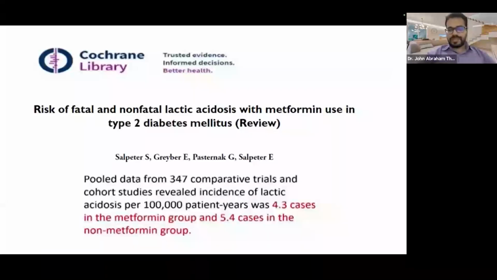The risk of lactic acidosis: in the study, they pooled data from about 347 trials. It revealed that the incidence of lactic acidosis per 1 lakh patient years was only 4.3 cases in the metformin group and 5.4 in the non-metformin group. So whether we need to worry about the lactic acidosis component when we use metformin is still doubtful. Because of the risk of lactic acidosis, we try to refrain from starting the patient on metformin.